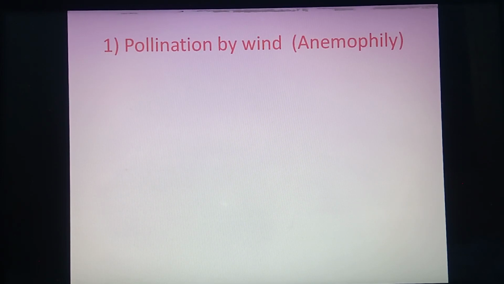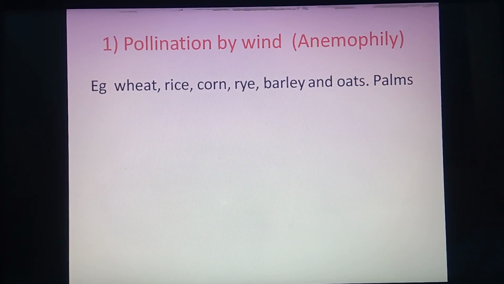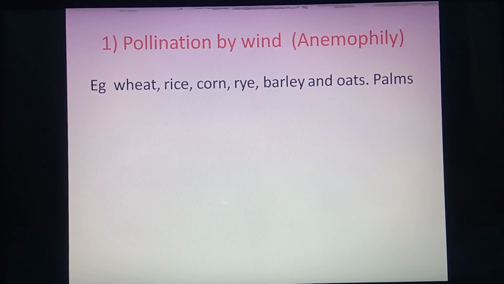Pollination by wind. The process of pollination performed by wind is also called anemophily. Here we have some examples of the plants that follow the process of anemophily: wheat, rice, corn, rye, barley, oat, and palms.